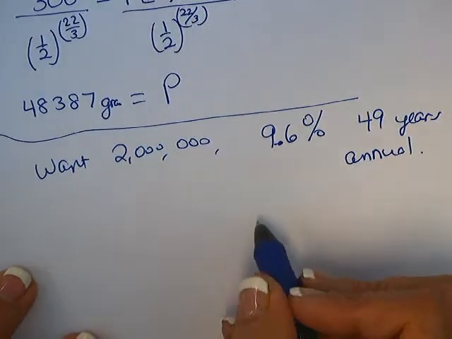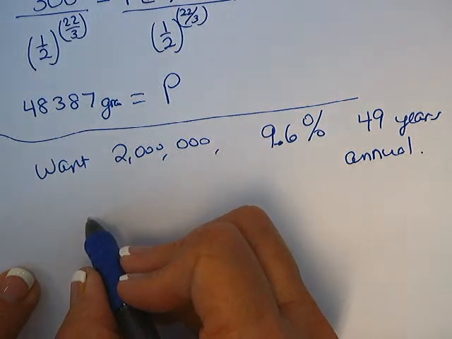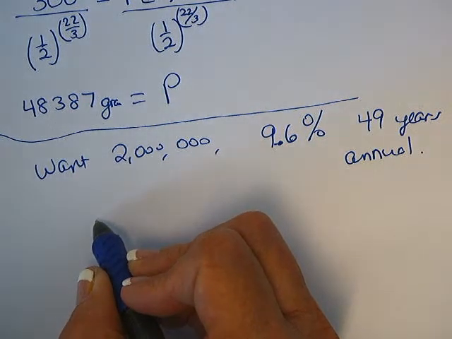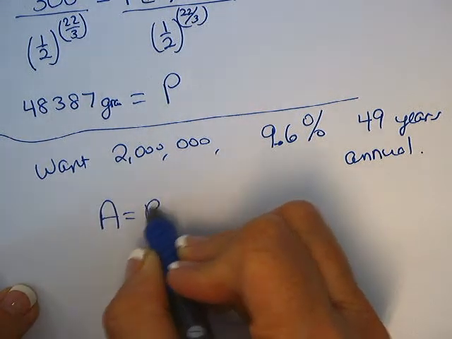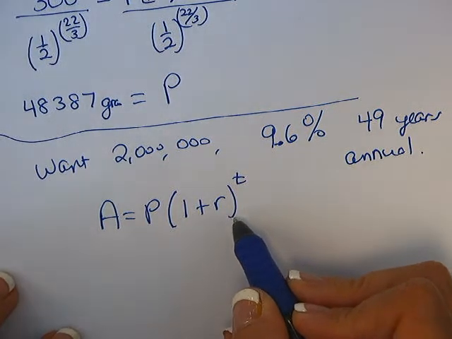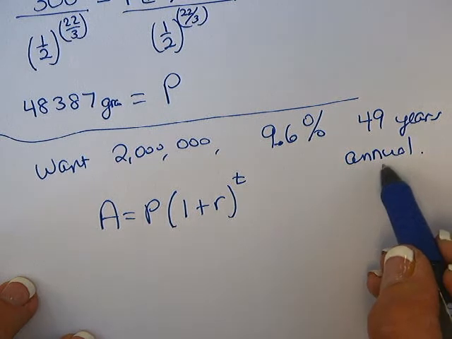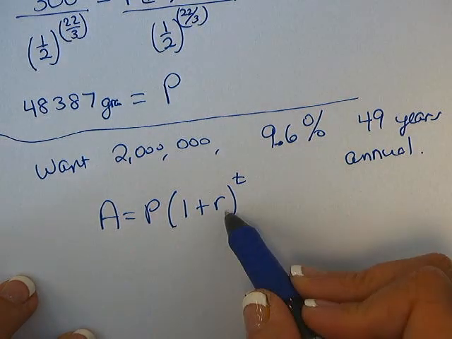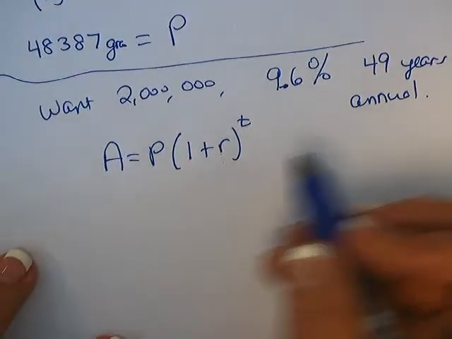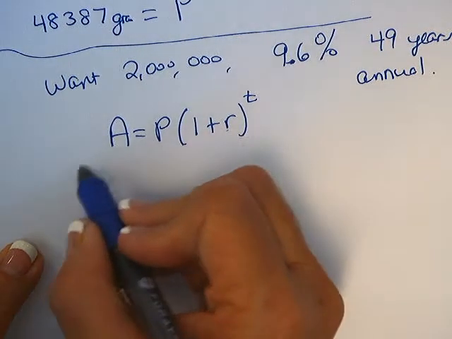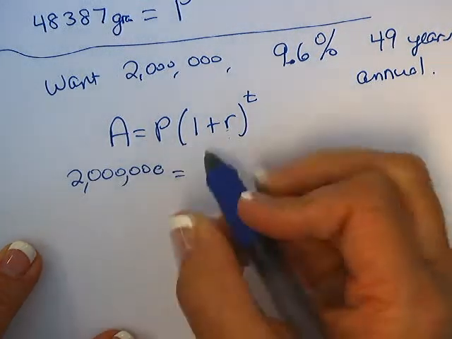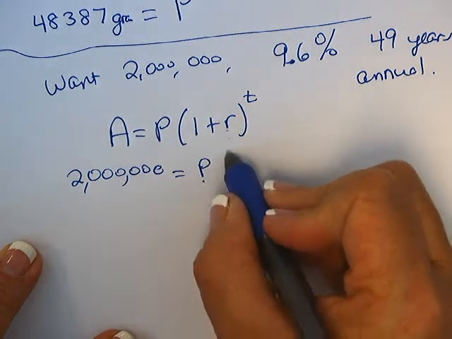So the equation I'm going to use will be my growth equation, which is A is equal to P times 1 plus R to the T. And the reason I'm not using my compound interest is that when it's compounded annually, it's once a year. So I don't really need to put those ones in. It won't hurt you, but you don't need to. So this is a simple growth problem. So I want $2 million. I don't know how much I have to put in now. That's what I'm trying to find.